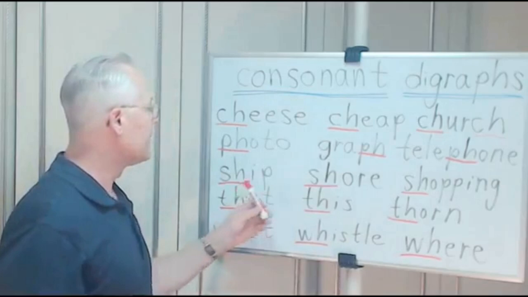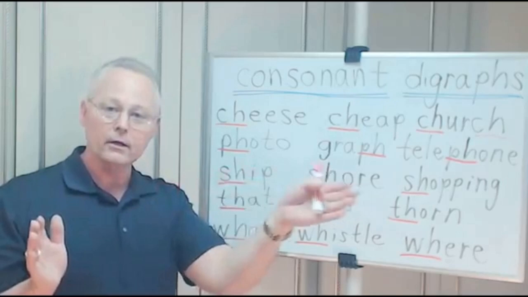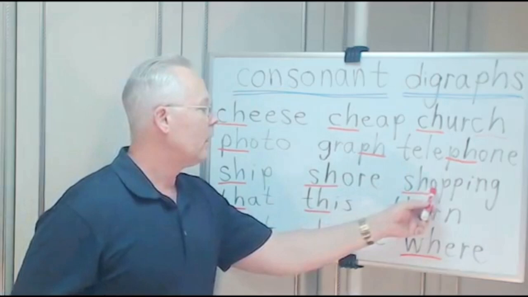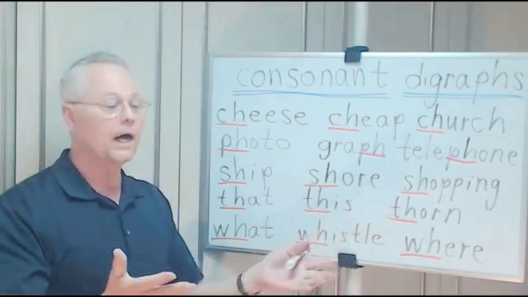S-H-O, long O, R. Shore. Shore, where the water, a lake, an ocean, the river meets the land. We call that the shore, a shore. S-H-O, short O, shopping. I think you know this word. Do you like to go shopping? You go to the store and you look for things to buy, you buy things. Well, you are shopping, right?